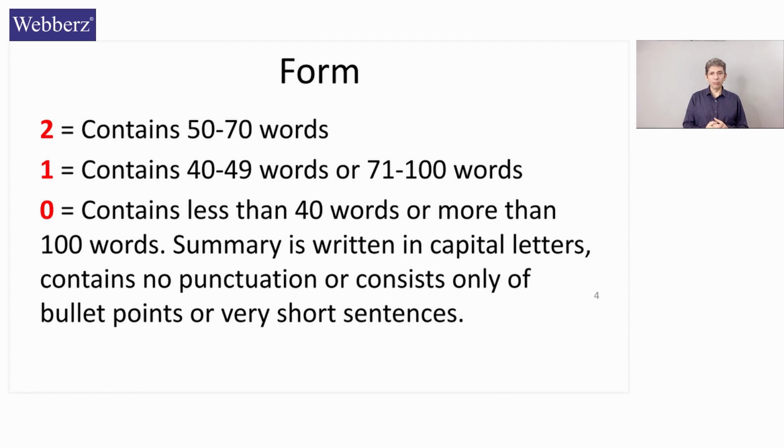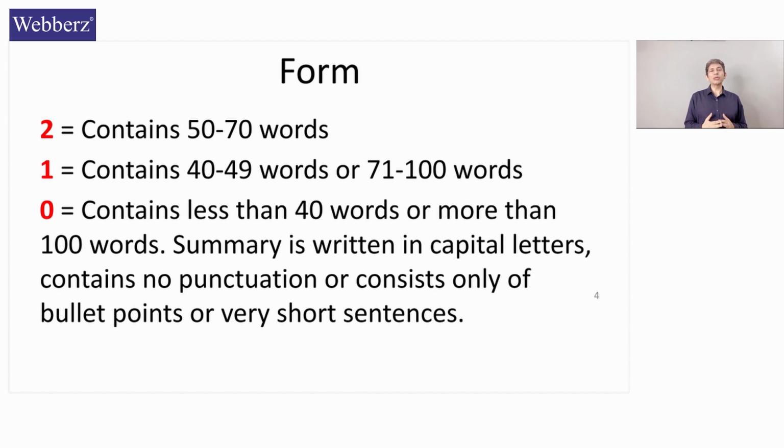What is form? Well, if you write 50 to 70 words, the form is perfect, you get 2 marks. If you write less than 50, that is 40 to 49, or more than 70, that is 71 to 100, you get 1, and you get a 0 in case you write less than 40 or more than 100.